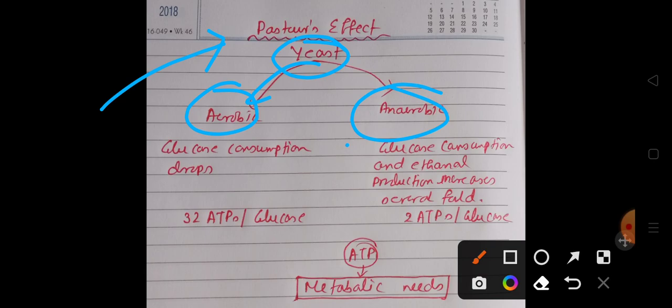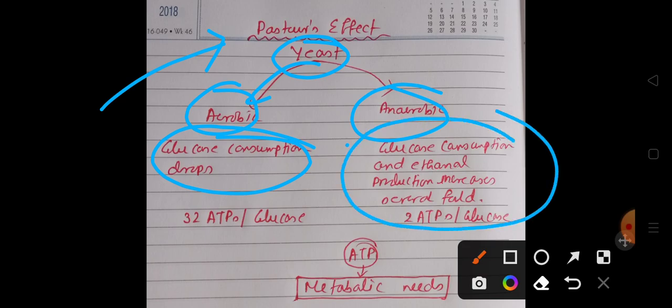And what did he observe? He observed that when yeast is allowed to grow in aerobic condition, that means in the presence of oxygen, the glucose consumption in yeast significantly drops. But in anaerobic condition, the glucose consumption and ethanol production increase.